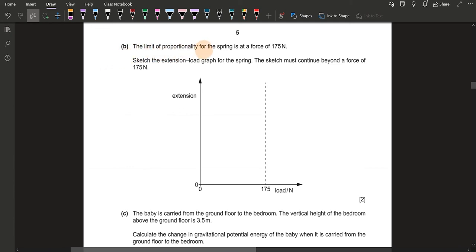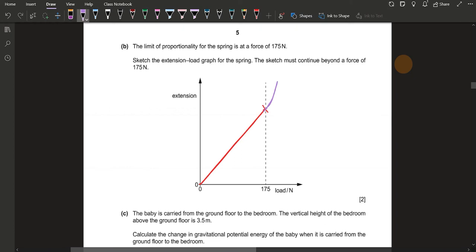Part B says the limit of proportionality of the spring is at a force of 175 newton. Sketch the extension load graph for the spring. The sketch must be continued beyond a force of 175 newton. So, according to Hooke's law, the extension of the spring is going to be directly proportional to the force applied. So, we have our limit of proportionality here. So, till here, it's going to be a straight line. We can draw a straight line till this point, the extension is going to be directly proportional to the load applied on it. So as this point is exceeded, the curve is going to go a little up, like this. There's going to be a curve moving upwards.